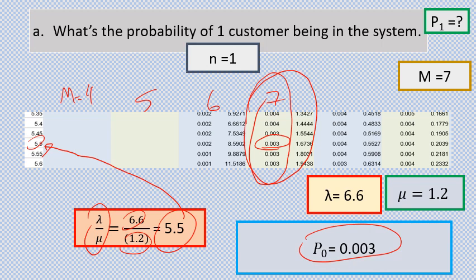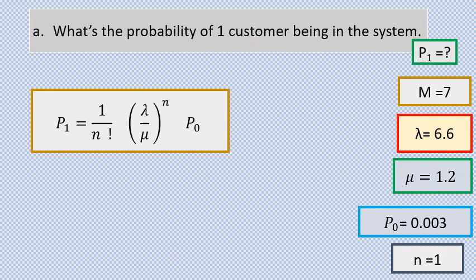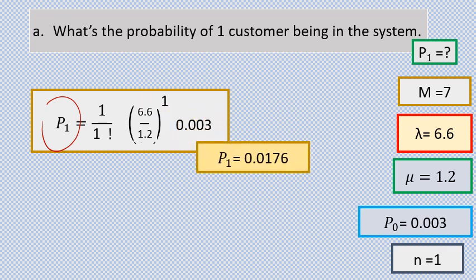This table really helps us because we could right away get P0, and we could also get LQ really quickly if we wanted. So now the probability of one customer being in the system is P1, and we plug in all the numbers. n is 1, lambda is 6.6, mu is 1.2, and P0 we just calculated, which is 0.003. So we should get a probability of one customer being in the system of 0.0176.